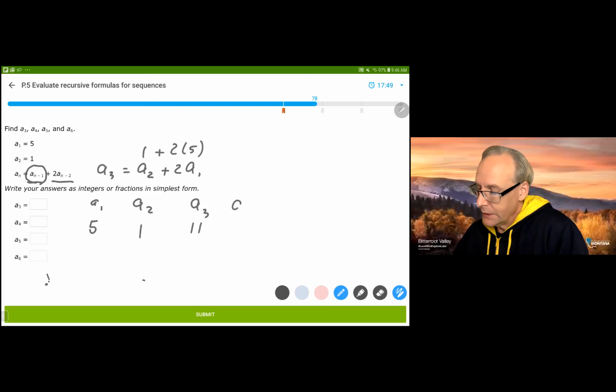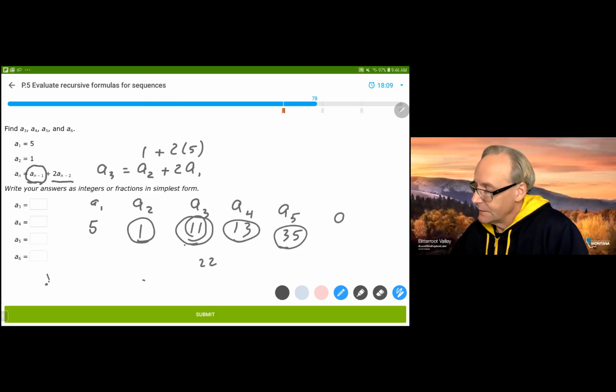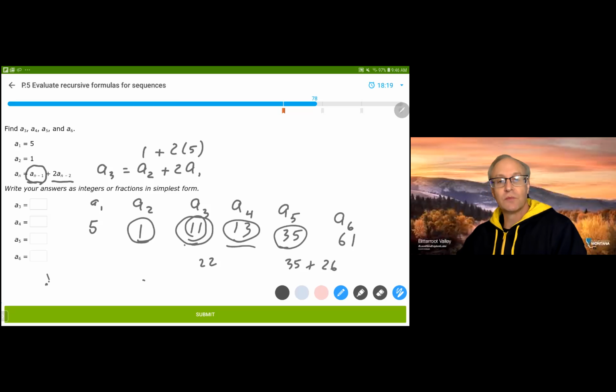Now to get to A4, I'm going to take this one, and I'm going to add twice as much as that. 2 and 11 makes 13. That's all. A5, I'm going to take this one, and I'm going to double this one. That's going to give me 22 plus the 13 gives me 35, doesn't it? And A6 is going to be my 35 plus 2 times the 13, which is 26, and that's going to be 61.